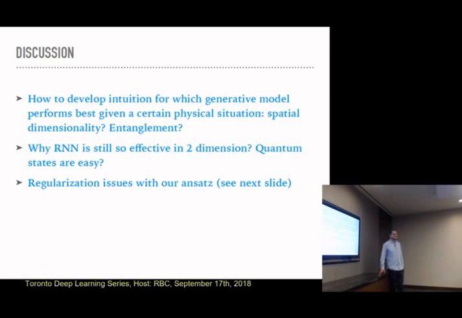So basically, for short-range correlation, dominant can be much easier. Sorry, can you repeat? For short-range correlation quantum states, it will be easier. Yeah, that's fair. That's fair to say.